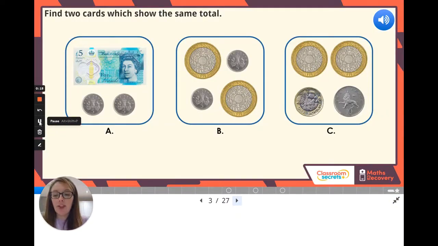Okay, so I want you to have a look at the boxes on the screen, and you can pause the video and count each of the boxes and see how much money is in each of them. And can you find two cards that have the same total? So count them carefully and see if you can find which two make the same total, the same amount.